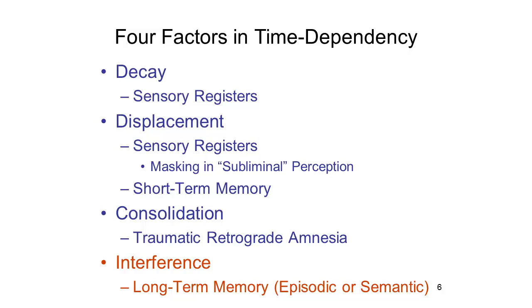Displacement also occurs in the sensory registers. If you present the subject with one visual stimulus, and then within a second or so present the subject with another visual stimulus, the second stimulus will knock the first one right out of sensory memory. This is the basis for a phenomenon known as masking that is often used in the study of so-called subliminal perception.